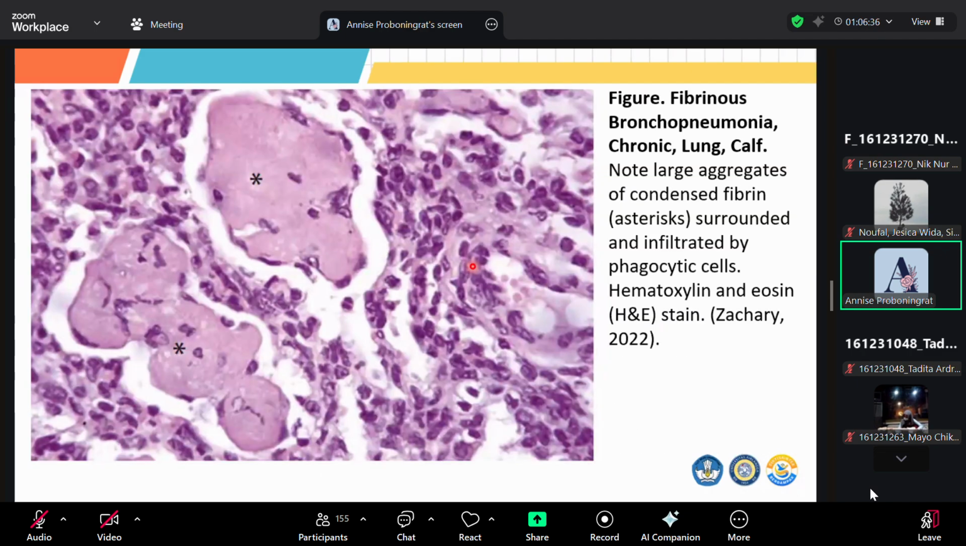And this is the histopathological lesion of fibrinous bronchopneumonia. This is the fibrin mixed with cellular debris and neutrophilic inflammatory cells. And this material fills the lumen of the alveoli. And there is some infiltration of leukocytes or inflammatory cells in the septum interalveolaris.